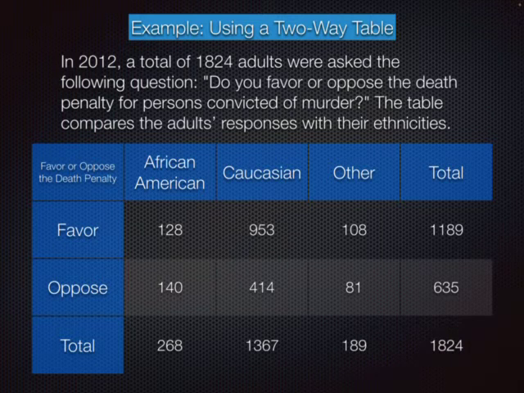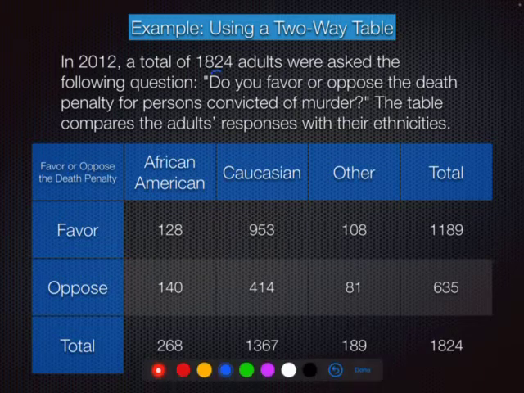That was our last question. We got another one here now. In 2012, a total of 1,824 adults were asked the following question. Do you favor or oppose the death penalty for persons convicted of murder? The table compares the adult responses with their ethnicities.